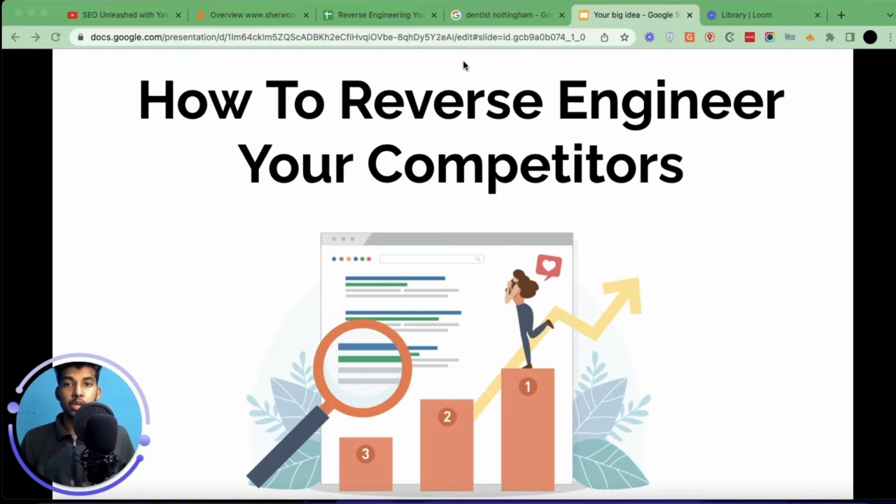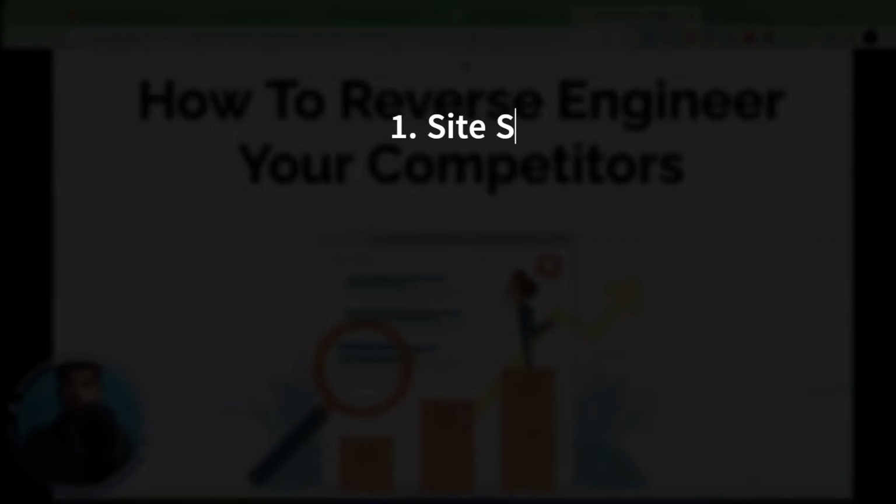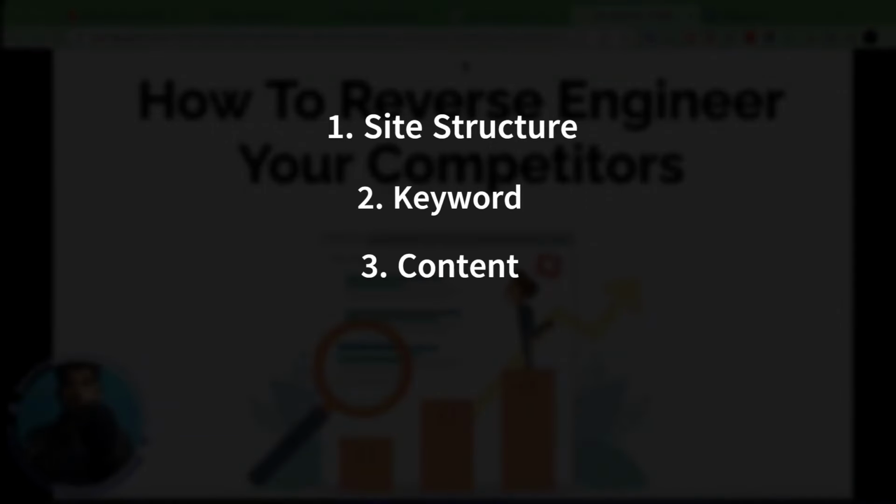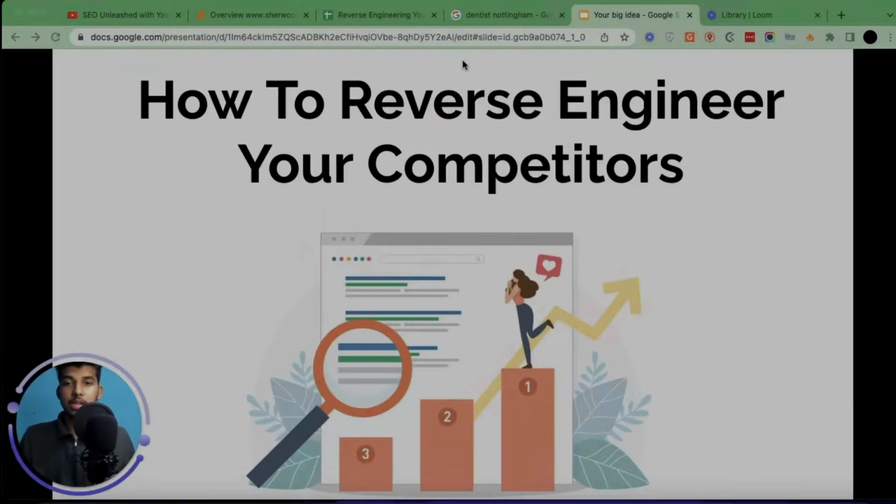So in a nutshell, we will be looking into 4 main things. First, site structure. Second, keywords. Third, content and on-page. Fourth, link profile. So let's start with site structure.